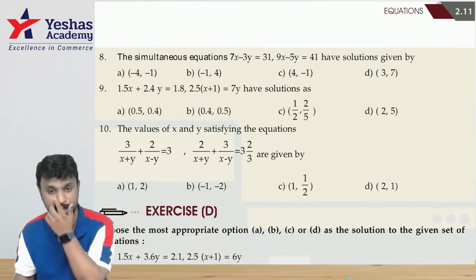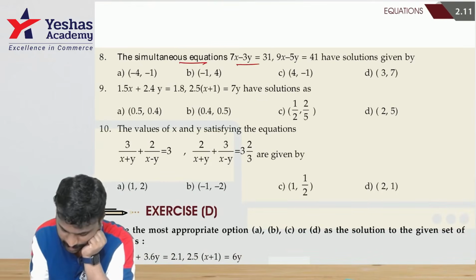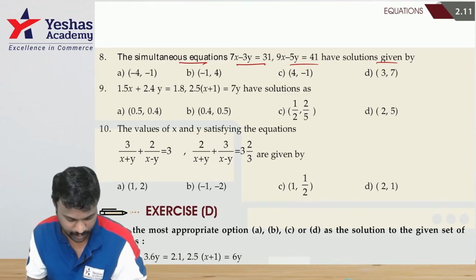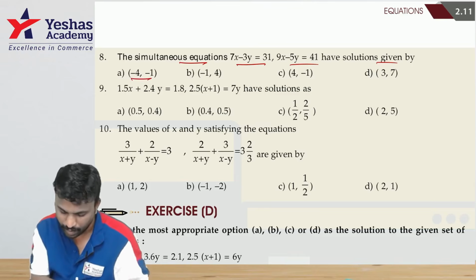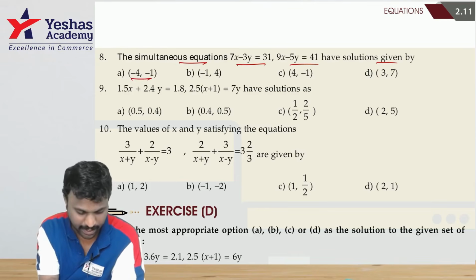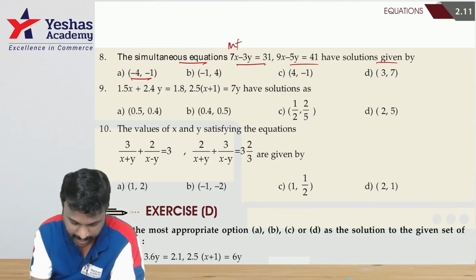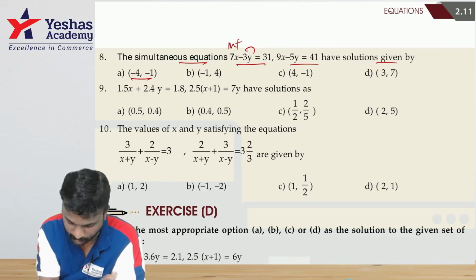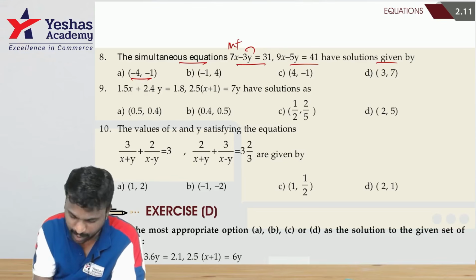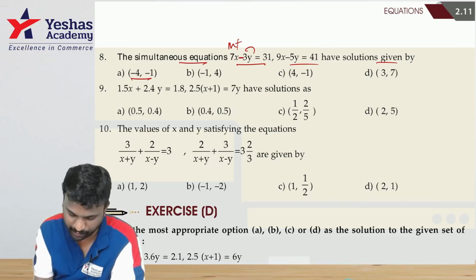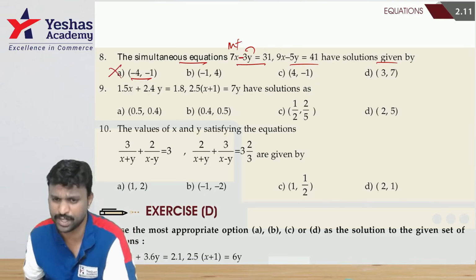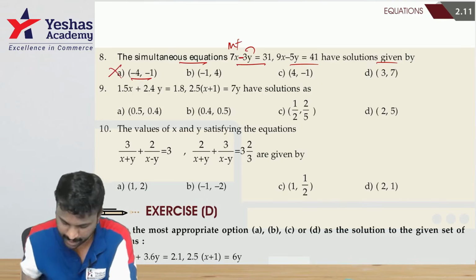Guys, moving on to the next question, that is question number 8. The simultaneous equations are given, and we need the solution. Guys, where is the solution? Solution is in the options. Let me hit the first option, minus 4 and minus 1. 7 into minus 4 is minus 28, 3 into minus 1 is minus 3, and with the negative sign, it becomes minus 25. It's not 31. So if the first equation itself doesn't satisfy, no need to check the other.